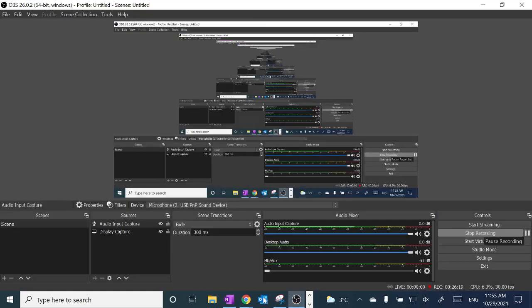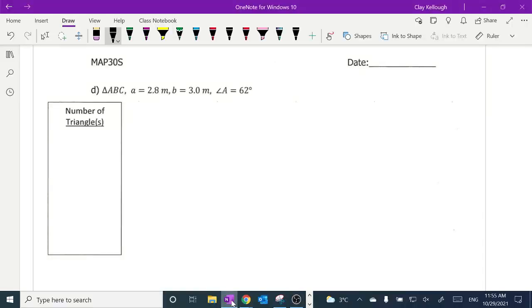Okay, we're back. And people are talking about this, and they're not sure what to think. So let's draw 62 degrees. 62 degrees is a fairly big angle, right? So there we go, 62 degrees. So there's angle A at 62 degrees. Side B, the one right next to it, is 3 meters. Okay, 2.8 is shorter than 3.